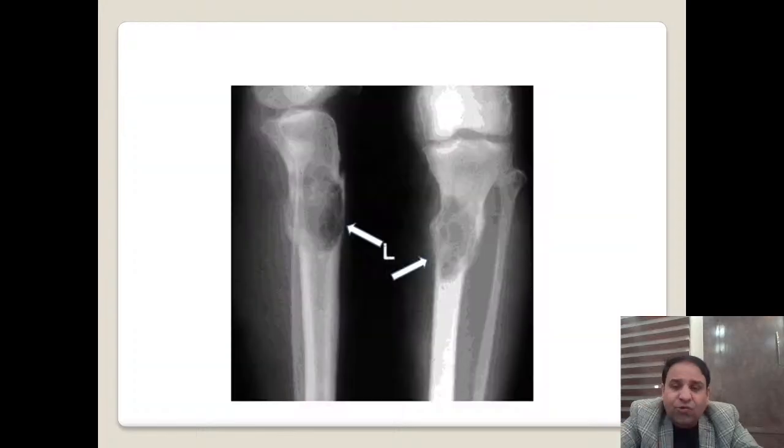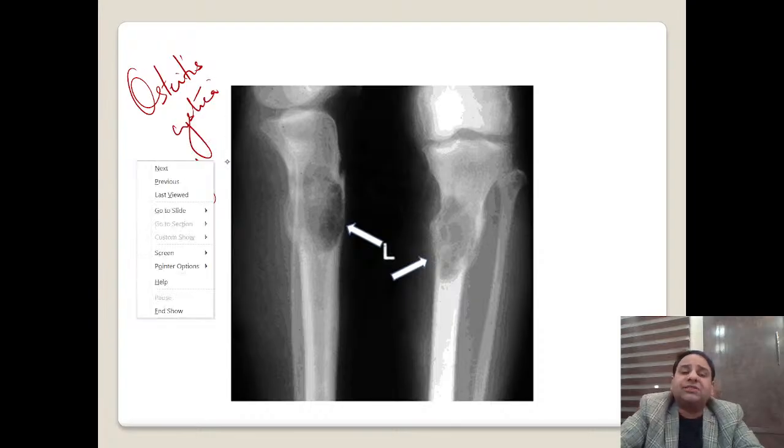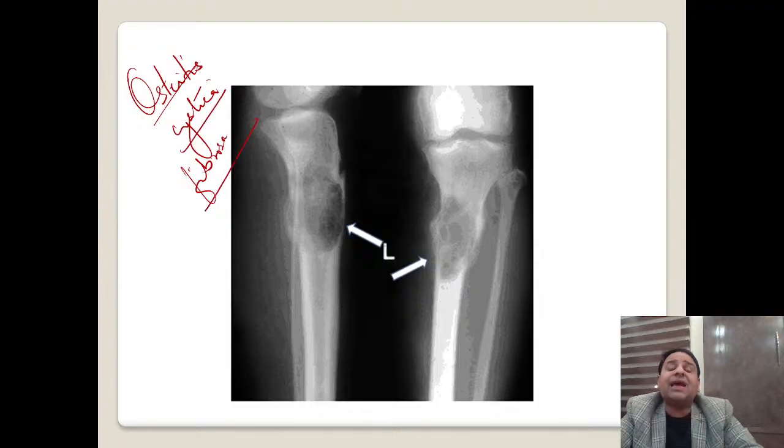Okay, and then this is what is osteitis cystica fibrosa, and this question has already come in your NEET exam. So please know what is osteitis cystica fibrosa. Please note, students, that osteitis cystica fibrosa is an associated term with hyperparathyroidism when it involves the long bones.